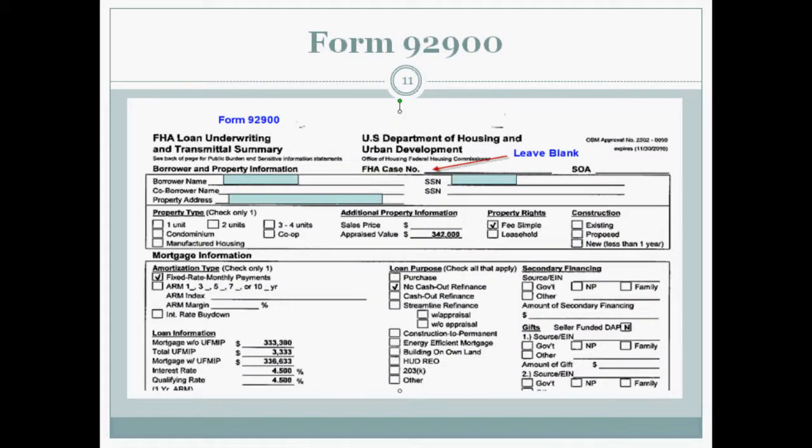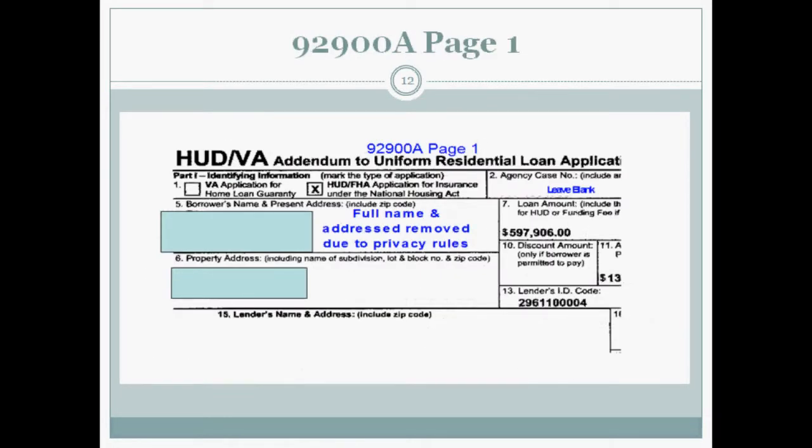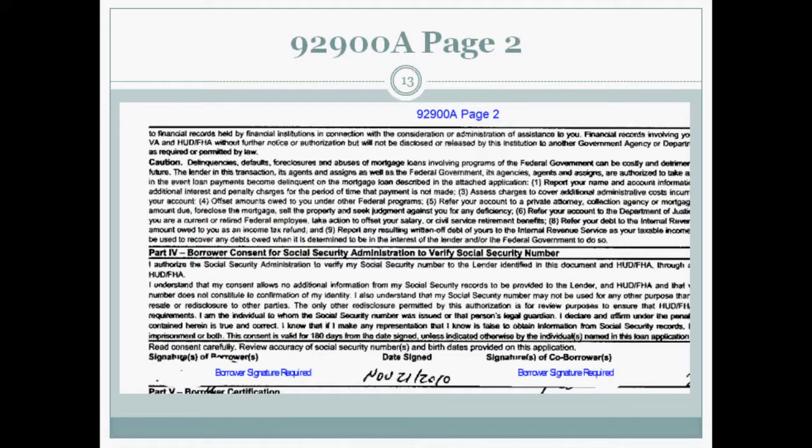So let's look now at the Form 92900. You'll notice here at the top the FHA case number is left blank. Next, let's look at the 92900A page 1. Again, the agency case number is left blank. And this is the page that you as the business partner will sign. Next is the 92900A page 2, and this is the page that the borrower will sign.